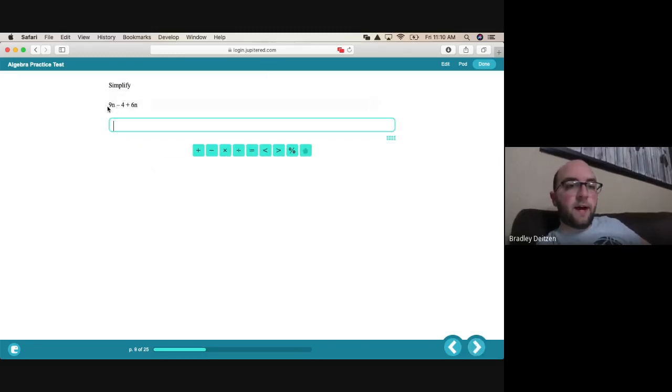Number 9, we have 9n minus 4 plus 6n. Again, we have 2 that have the same letter and 1 that does not have a letter. So 9n plus 6n, that is 15n. And then again, the minus 4 is all by itself, so we can't do anything with that. So it just stays as it is in the problem.